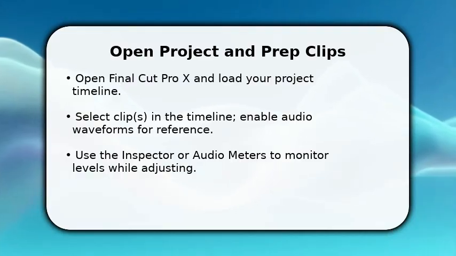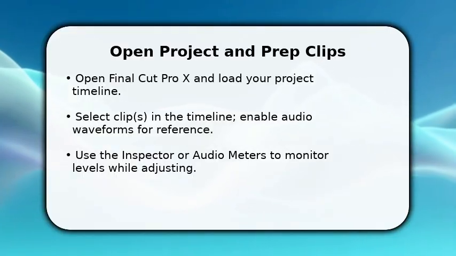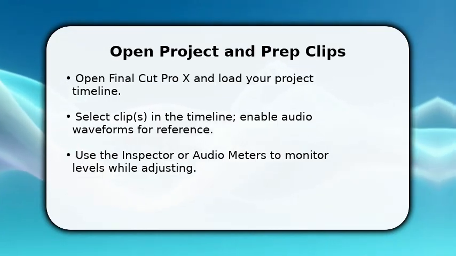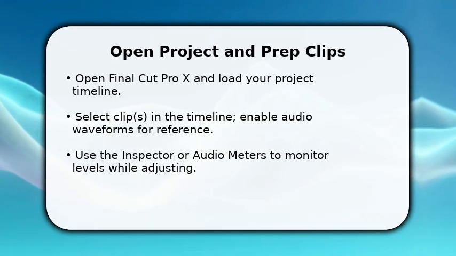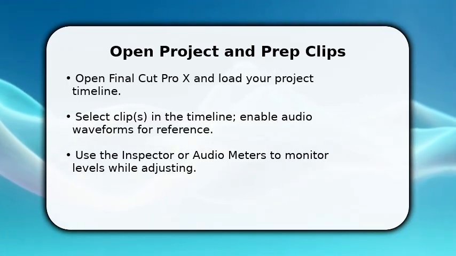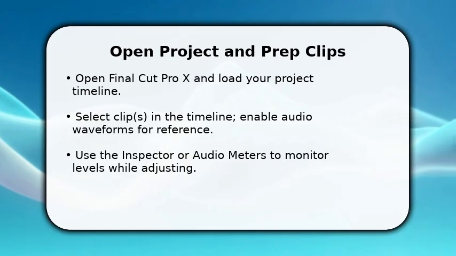You've opened Final Cut Pro X and loaded the project. Start by selecting the clip or clips you want to adjust. Once selected, toggle Show Audio Waveforms so you can visually spot peaks and quiet sections. Make sure the inspector is visible. It's where you'll control clip gain and channel routing.